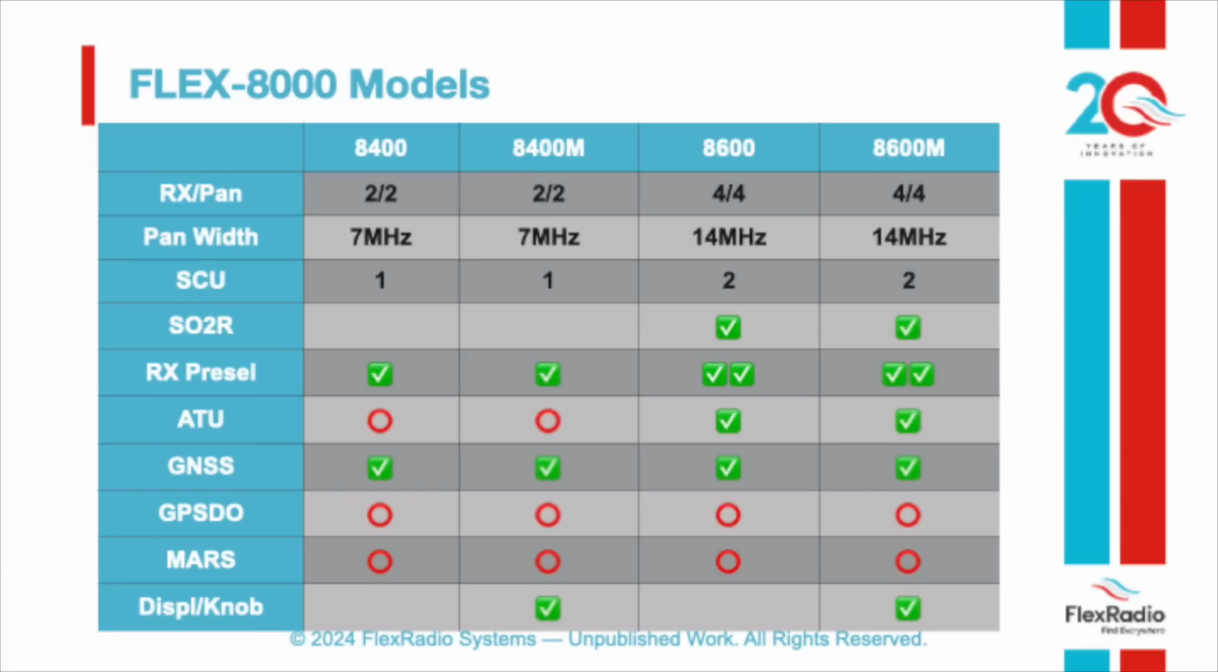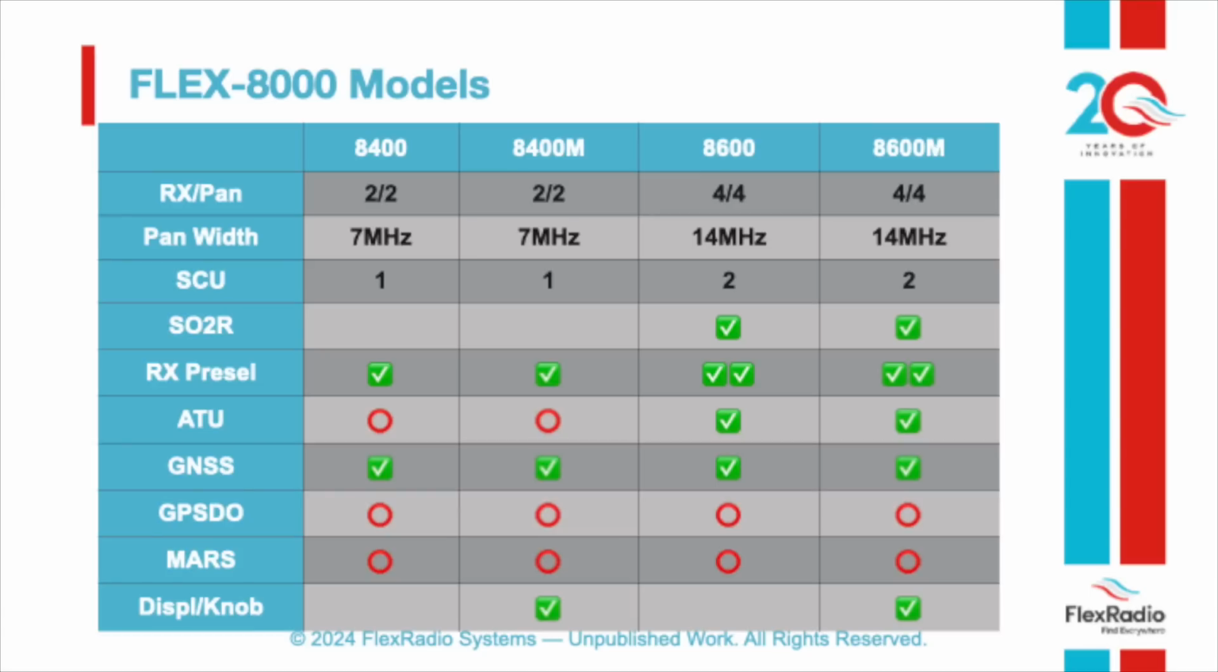On the 8600, there are 4 receivers, and you have 2 SCUs, so you can use 2 antennas at once. So let's say you had a wire antenna that was good on 40 and 80, and you had a tri-band beam. You could put each of those on one of the antenna ports, and you could put 3 receivers on one and 1 on the other, or vice versa, or whatever. So that gives you a high-level view of it.